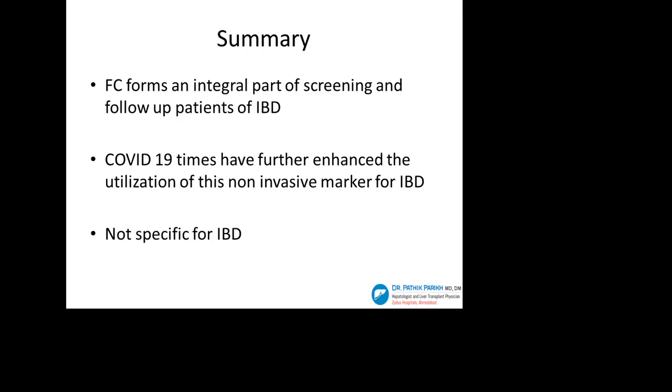To summarize my talk, fecal calprotectin forms an integral part of screening and follow-up of patients with IBD. In the times of COVID-19, I think we should be utilizing it more frequently rather than relying on patients turning up for routine screening endoscopies. But when we use this marker, we need to keep in mind that this is not specific for IBD and we should know how to interpret the results.